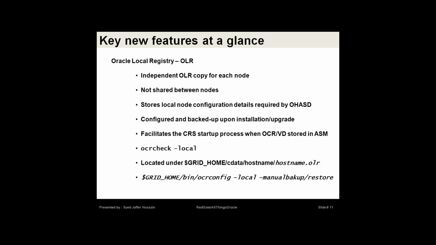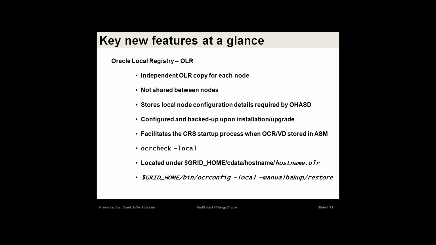This is very important for the new layer introduced in 11g Release 2, which is the Oracle High Availability Services daemon. The Oracle Local Registry is configured and automatically backed up after a fresh installation, or if you upgrade your cluster from 10 to 11g R2 or 11.1 to 11g R2. So it is created automatically upon installation or upgrade, and more importantly, the file also gets backed up automatically. It plays a very important role for the local node, because it has all the important information about the local node and resources stored in the OLR.